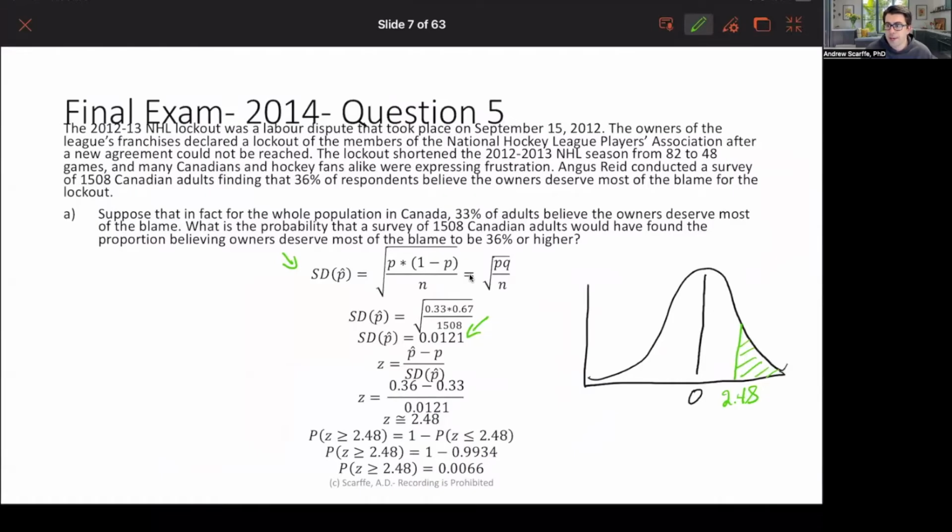Consequently, what we would say is that it's not very likely that a survey of 1,508 Canadians would find the proportion of people believing that owners deserve most of the blame to be 36% or higher. That's not a very likely outcome of that survey.